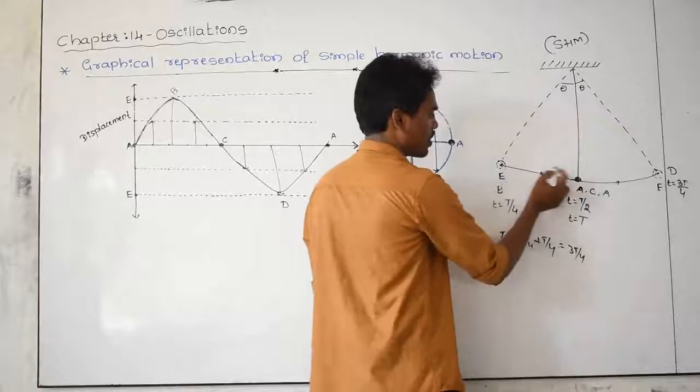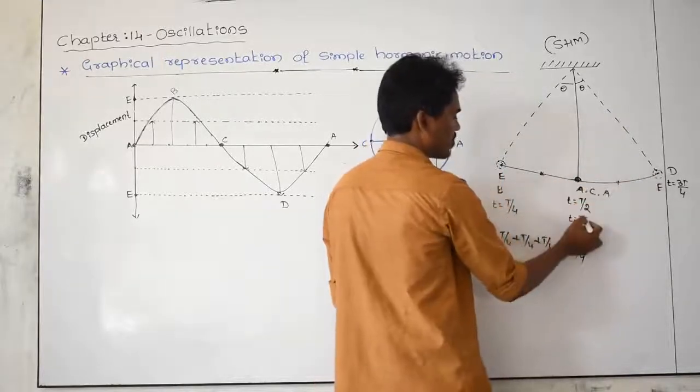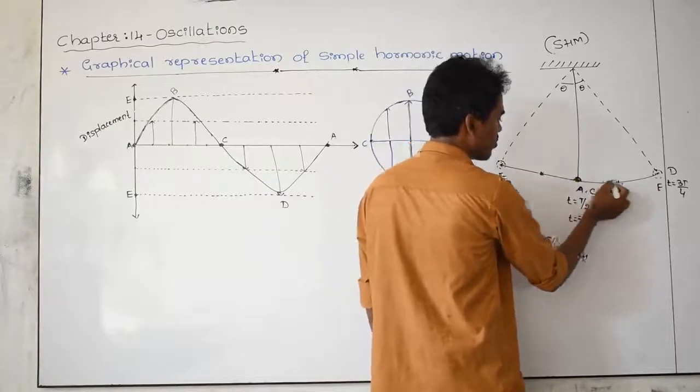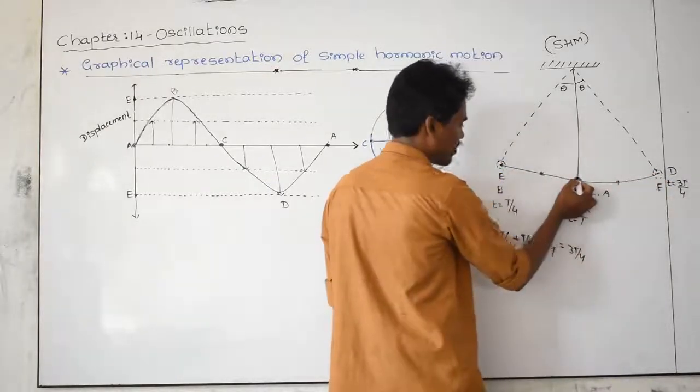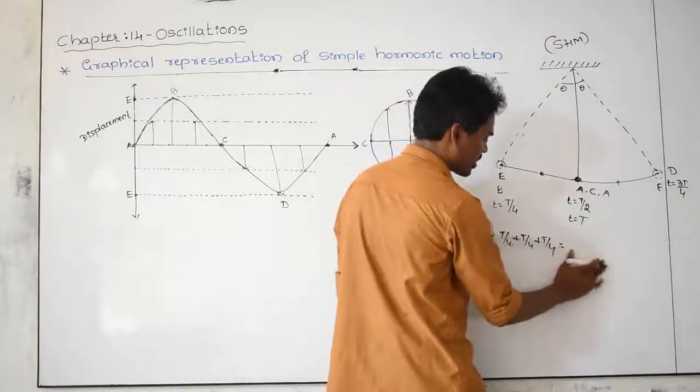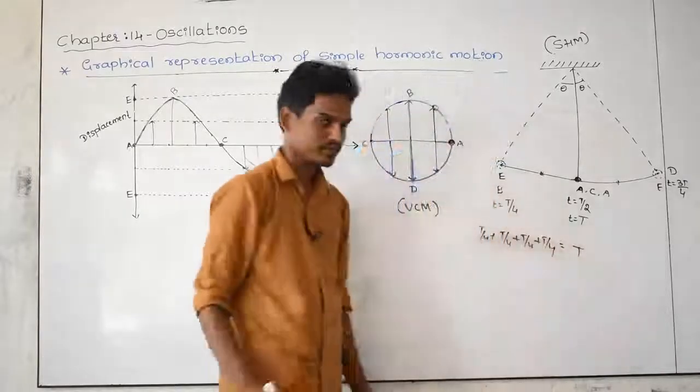Again here to here, that is t. Here to here, t by 4. Here to here, t by 4. Here to here, t by 4. Means 4 times t by 4. Means, take the LCM, you are getting capital T.